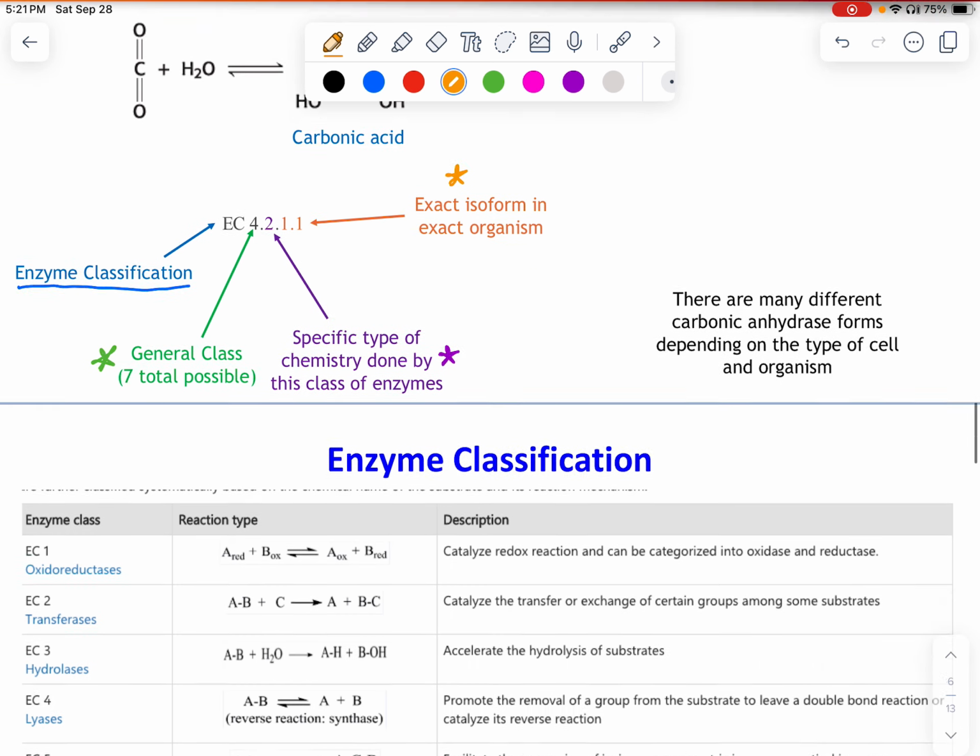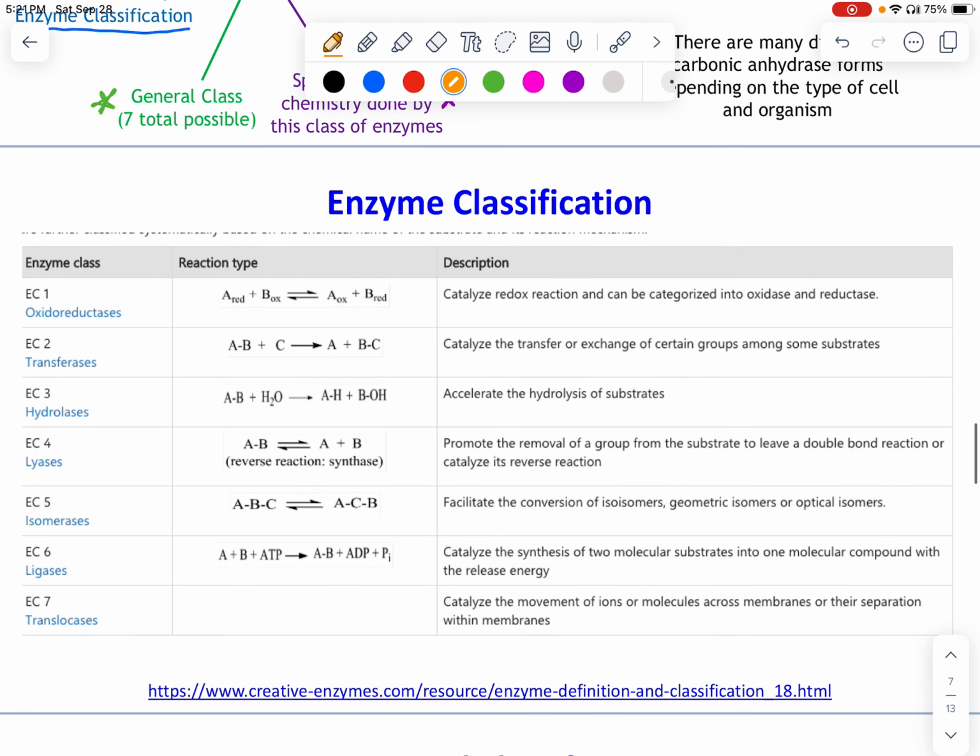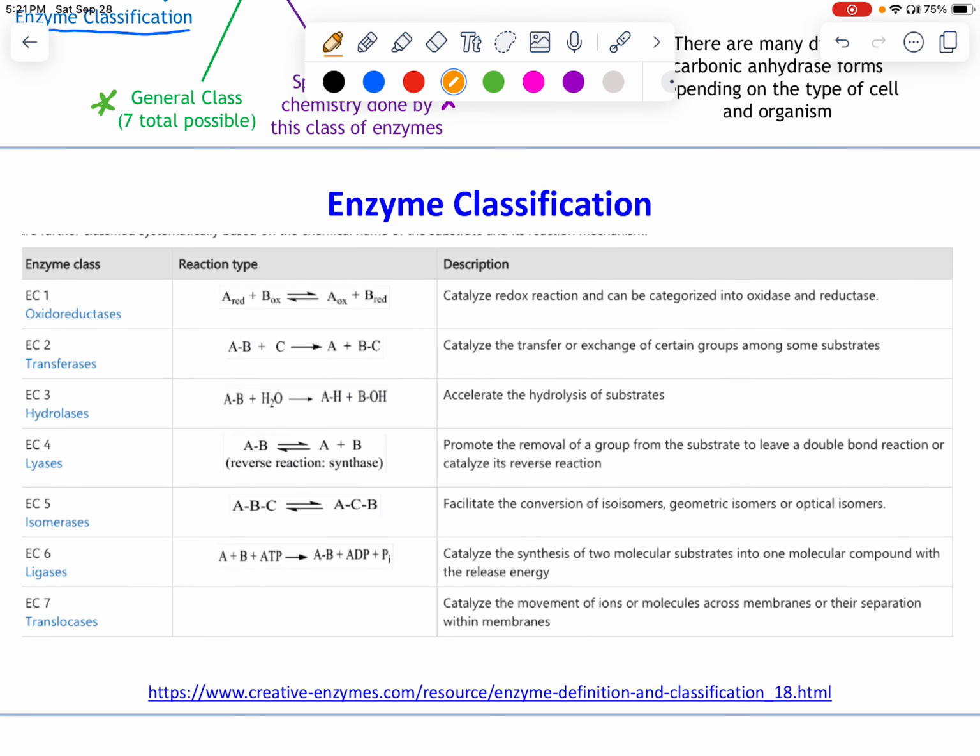All right, let's look at enzyme classification. I do not care if you know the numbers. You don't need to know, for example, that EC1 means oxidoreductases. I don't care about the numbers. But you should know the different classes and the types of reactions that they catalyze. This top version facilitates redox reactions.